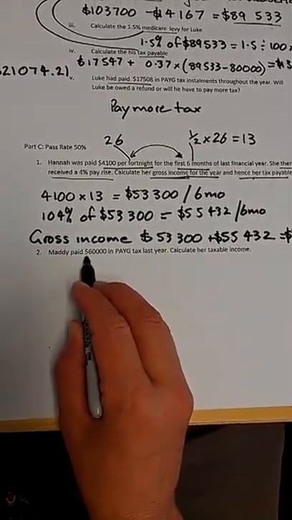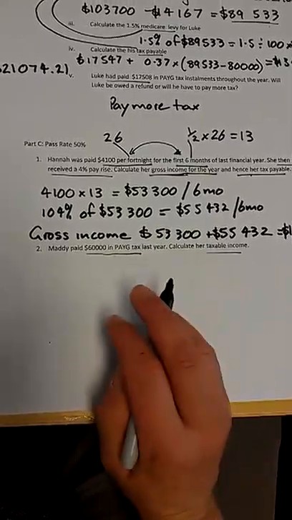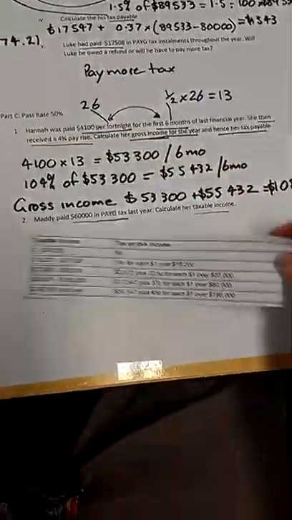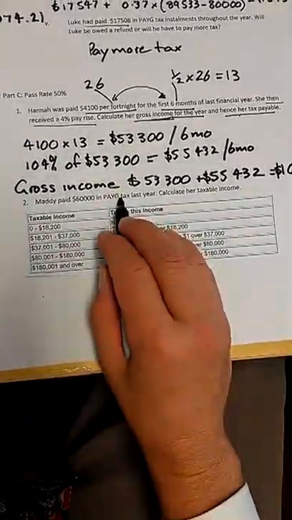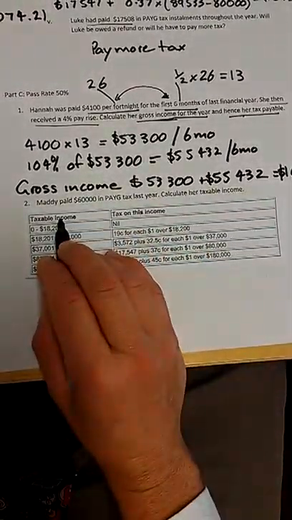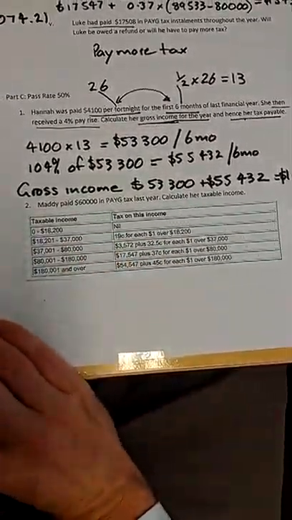Maddie paid $60,000 in pay-as-you-go tax last year. Calculate her taxable income. So if we come back to our tax table, we can see that what's happening is we're not starting on this side, we're starting here. This is the tax. Come back, work out what's over here. So 60,000, come back and work this way.